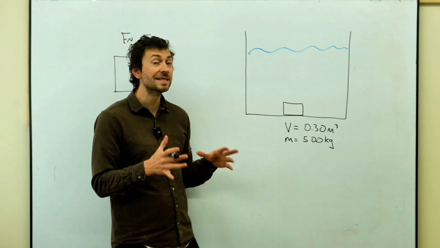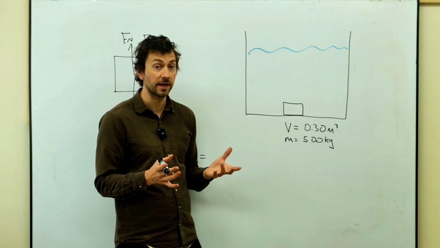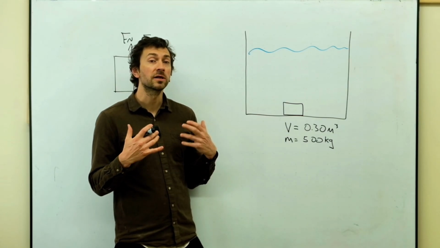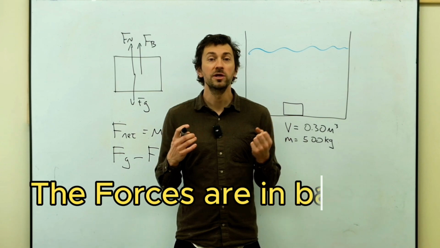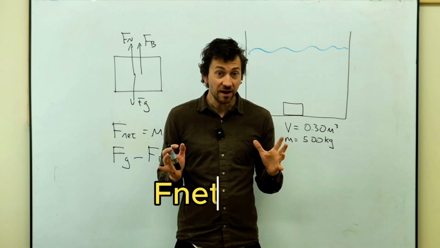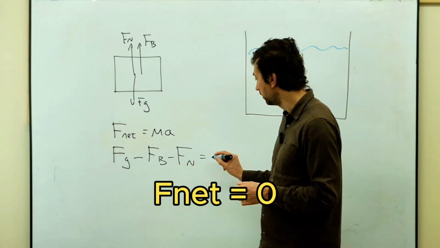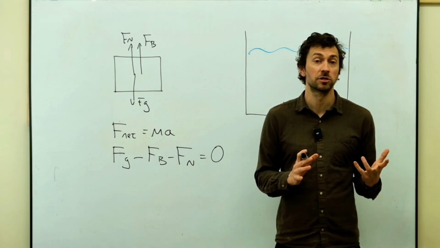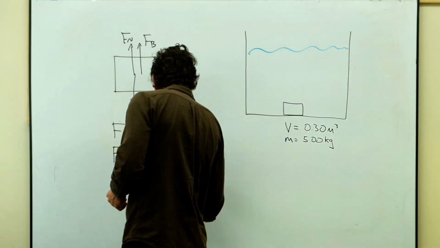This block here is not moving or accelerating. It's not accelerating up, it's not accelerating downwards. So the total acceleration is 0. We say the forces are in balance when the acceleration is 0. That is, the net force is equal to 0. Boom. If we rearrange this, we get the force of normal is going to be the force of gravity minus the buoyancy force. Great.